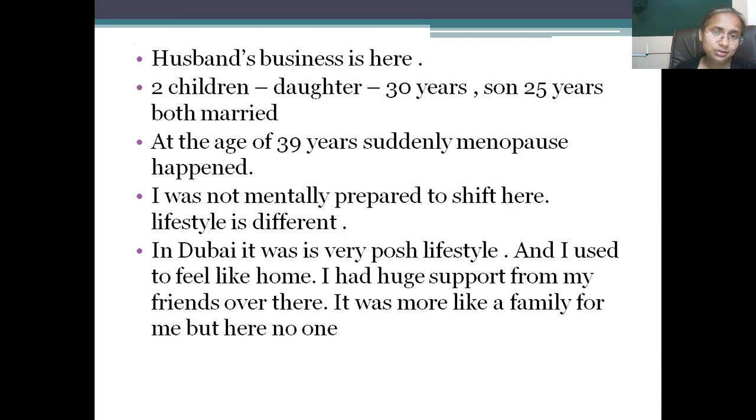Husband's business is here, so I had to come here. I have two children, a daughter and a son, and both are married happily, living separately. At the age of 39 years she suddenly got her menopause, and she didn't know why it happened. She said, I was not mentally prepared to shift to India.